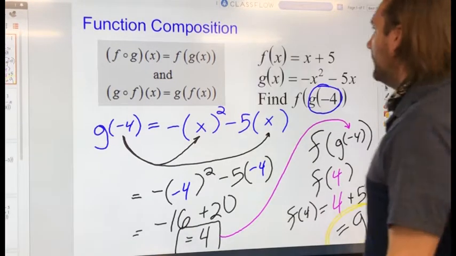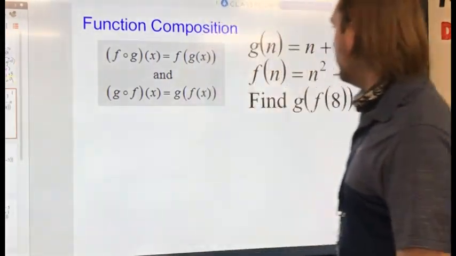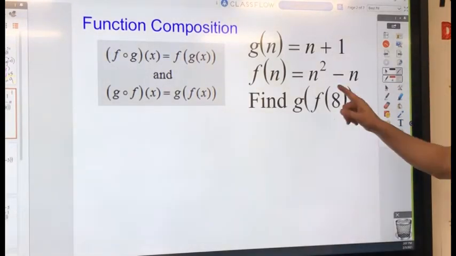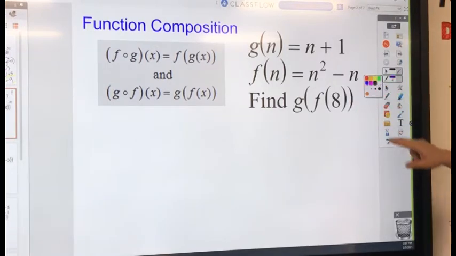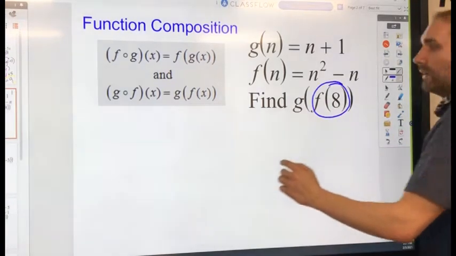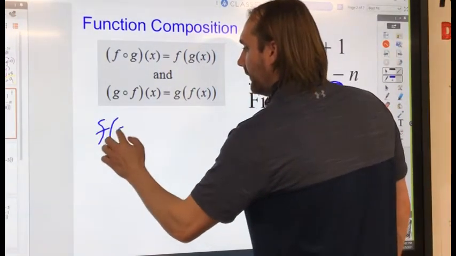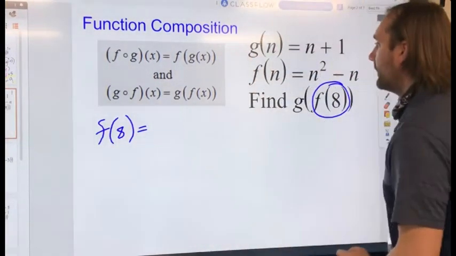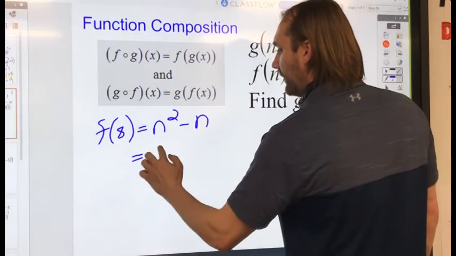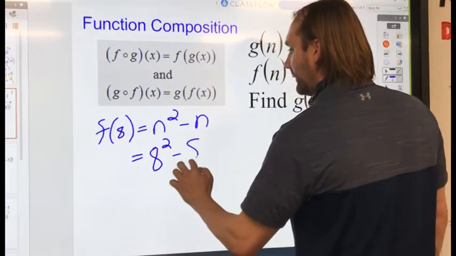So let me demonstrate this again, and maybe you can help me out. I have two functions, g of n equals n plus 1, f of n equals n squared minus n. Find g of f of 8. So what's the first thing I want to look at? The first thing I want to evaluate: f of 8, the inside function. So f of 8 equals n squared minus n, which is 8 squared minus 8.